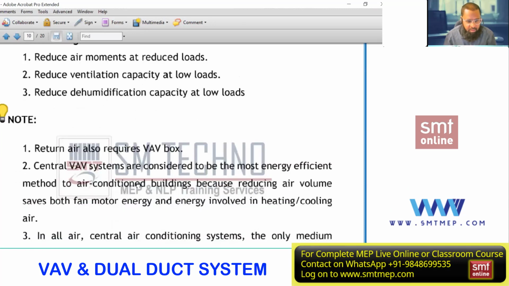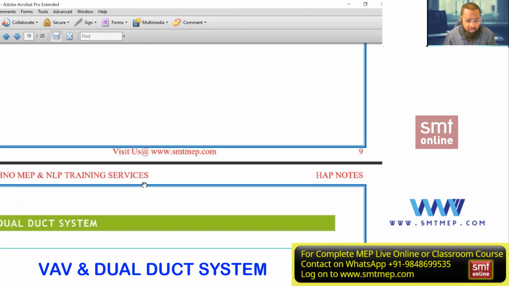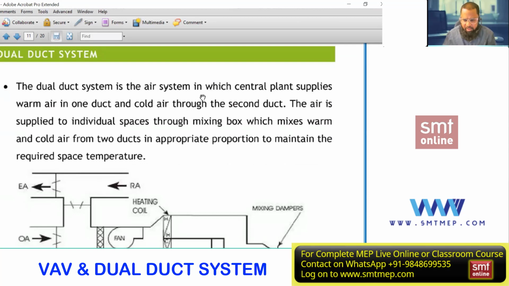Okay. Next we have dual duct. So the name will give you some idea. Very simple concept.